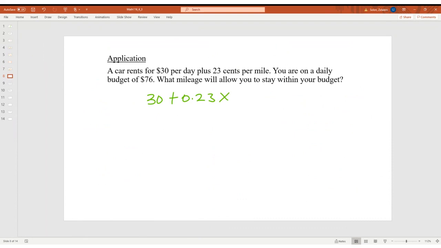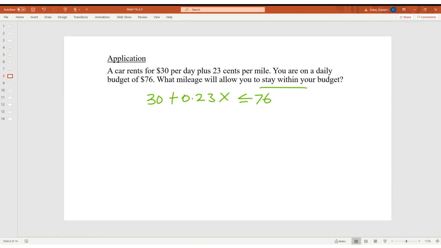Okay, so you are on a daily budget of $76. So right now you have $76. What mileage will allow you to stay within your budget? Stay within means it cannot be greater than that number. So it should be less than or equal to 76. So you can spend up to $76. That's the equation. Can you guys see how I changed the sentence into an inequality?